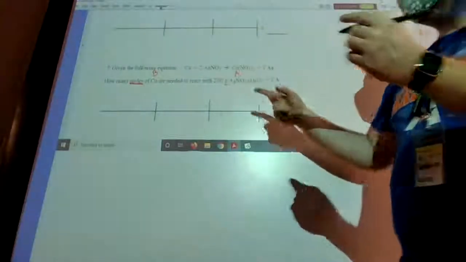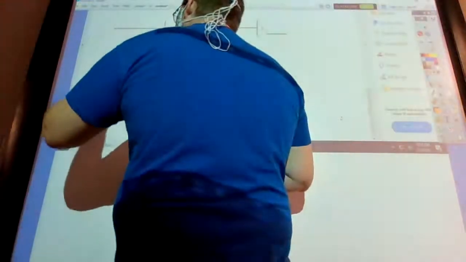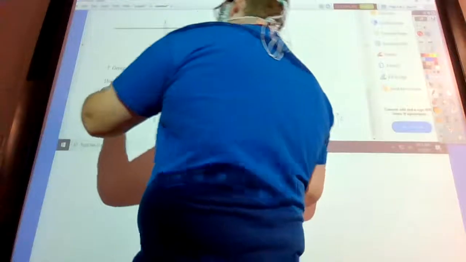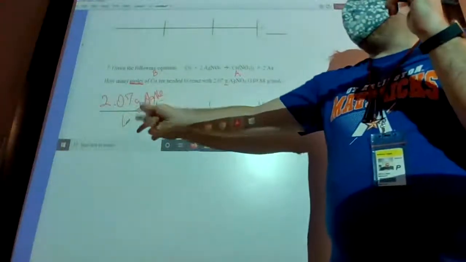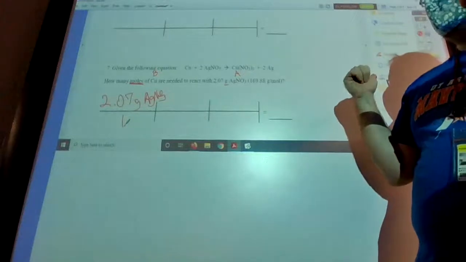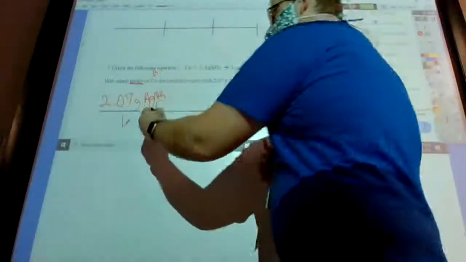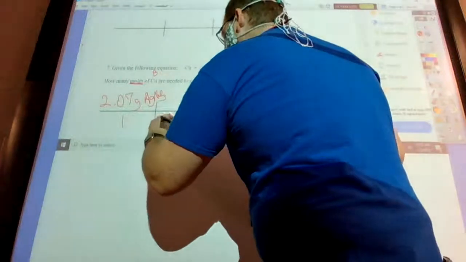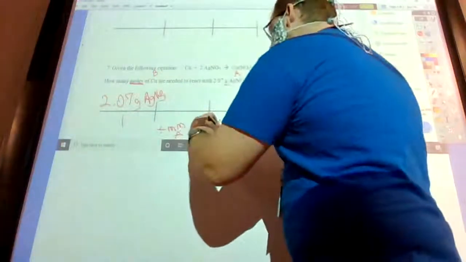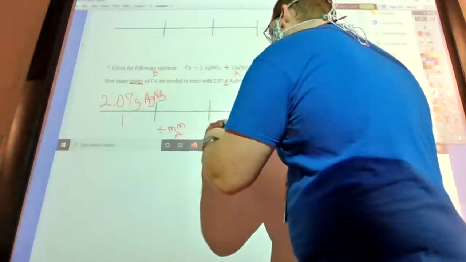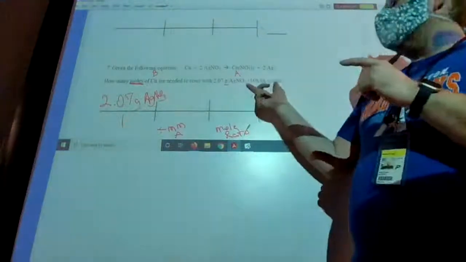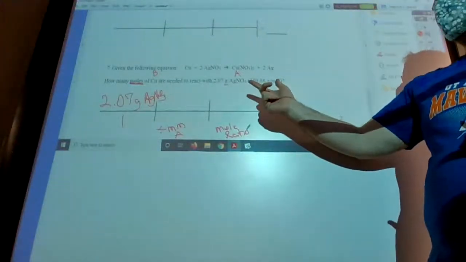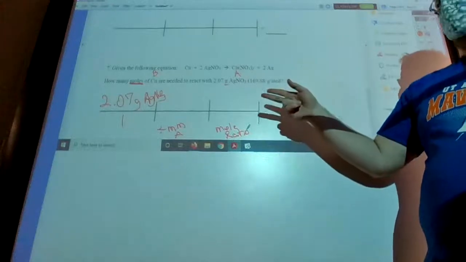So I put my first number in, 2.07 grams of AgNO3 over 1. And then the first thing I need to do, if I'm leaving grams and going to moles of chemical B, what's the first thing I pass here? Yes, I need to divide by that molar mass of chemical A, and then I have to do my mole ratio. So, dividing by the molar mass, they give me the molar mass for AgNO3, which is nice. So I just need to divide by it. Am I putting it on top or bottom?